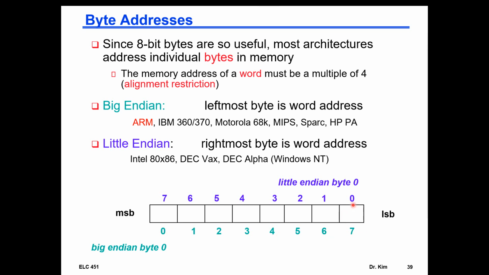Little endian is just the reverse. The rightmost byte is the word address, okay? And we store it the other way. So that's just how multi-byte data structures get stored in memory, because you have to choose a way. And again, it's just arbitrary, but you should know that that distinction exists.